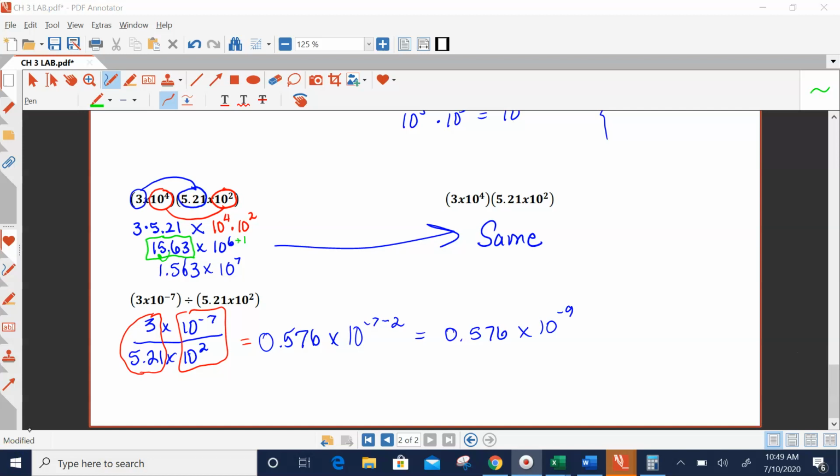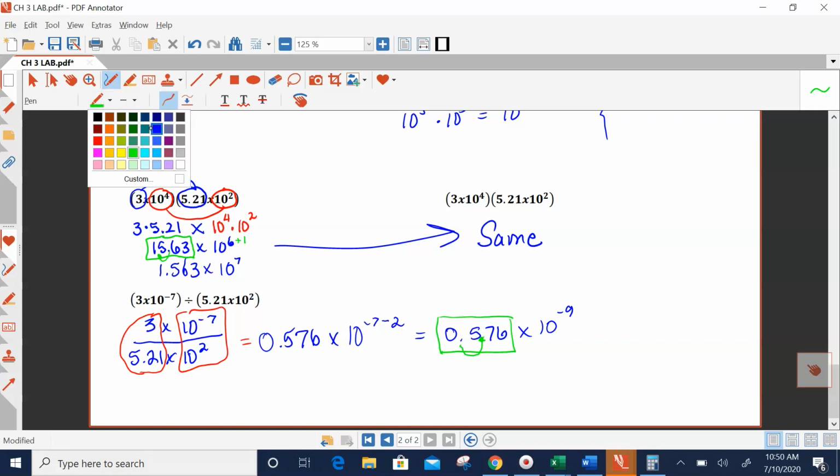As I look at this answer, the number up front, 0.576, is not in proper scientific notation. Remember, it needs to be a number between, I keep saying between 0 and 10, but it has to be a number between 1 and 10. Greater than 1, less than 10. So 0.576 is not the correct format for the number in front. I need to move that decimal 1 to the right, so I have 5.76. That is proper notation for scientific notation.